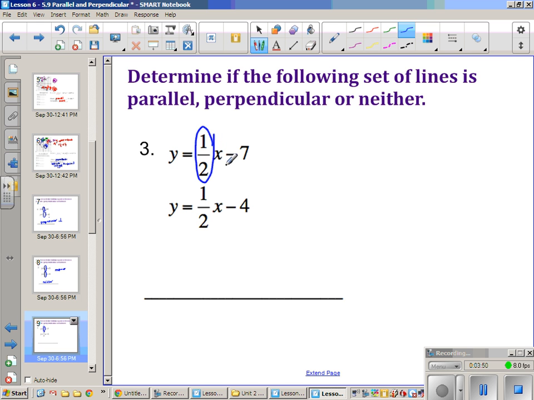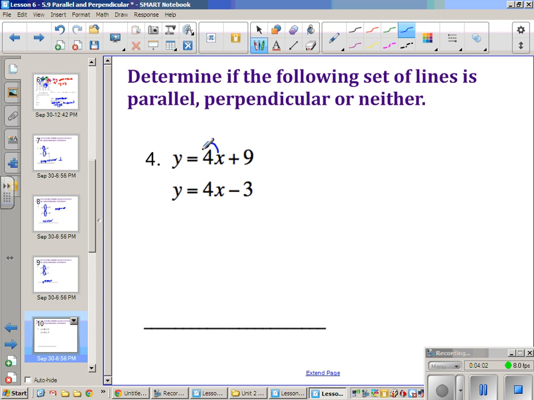This one has a slope of 1/2. It's next to the x. 1/2 next to the x, so these two have to be parallel lines because they're the same slope. So these first three are pretty easy. And so is this one. We have a 4 and a 4, so these are parallel. Oh my goodness. Terrible handwriting still, and I'm on the last video. Parallel.